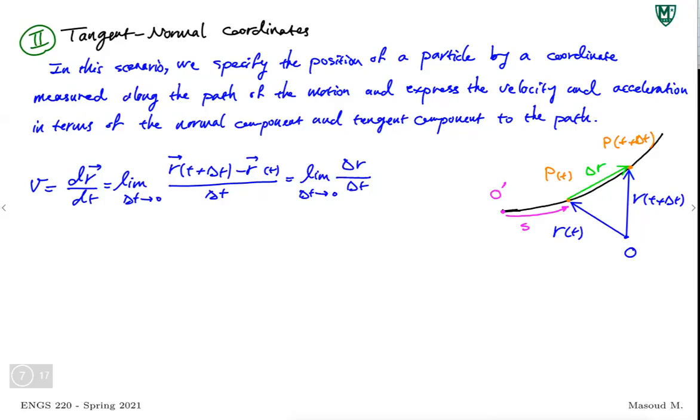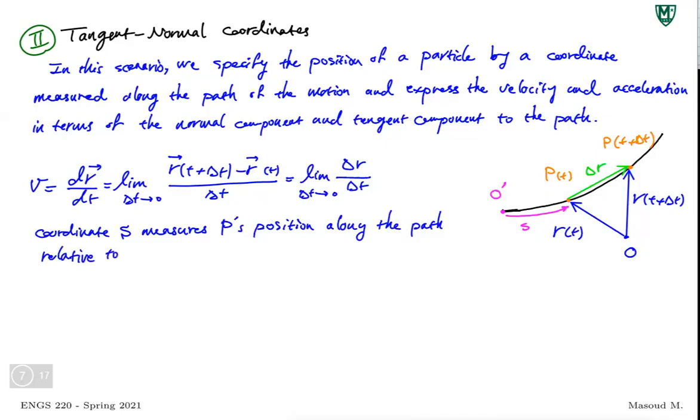So let me write it down here. Coordinate s measures P's position along the path relative to a point O prime, some reference point on the path. This O prime is on the path.